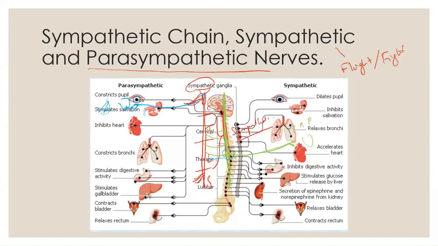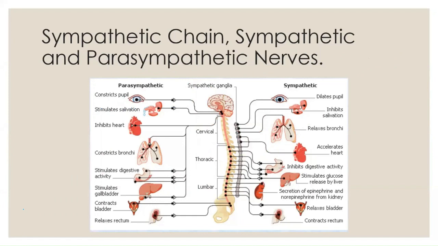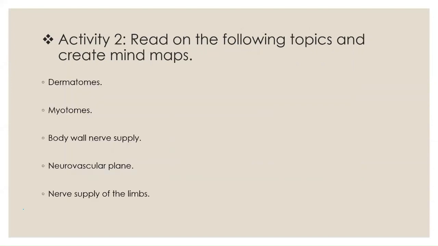Okay, so about the actions of the parasympathetic and the sympathetic nerves, I'm not going to tell you. You might already know your stuff. You can create a table and list down all the functions of the sympathetic and the parasympathetic nervous systems. So here you can mention the organ, the parasympathetic effect, and the sympathetic effect. And I have also given another activity to read on these areas, and you can create short notes.